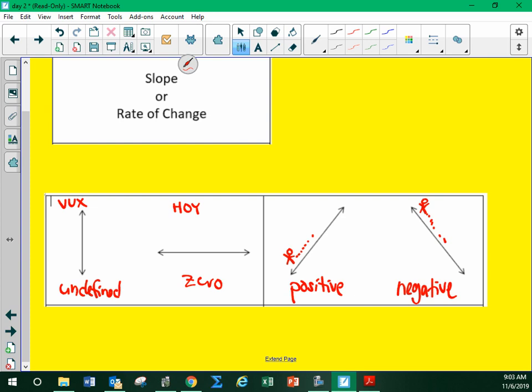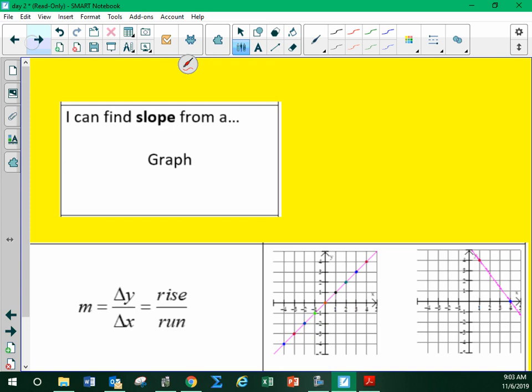Now, we're not just simply going to identify what type of slope. We're actually going to graph out our slope. So that's our next one. Again, on the front of our foldable, our next row says I can find slope from a graph. So our next row is how we find slope from a graph.